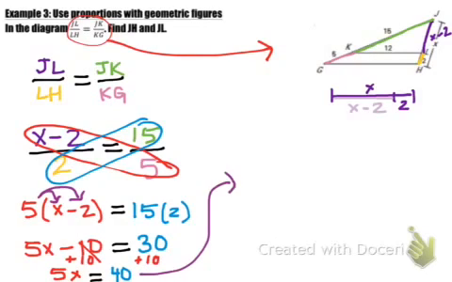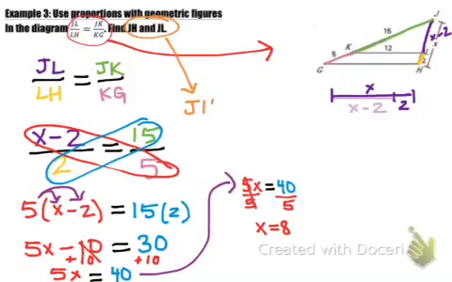I've run out of room, so I'll have to continue over here. 5x equals 40. I need to get x by itself, so I will divide to cancel that out to be a 1, so x equals 40 divided by 5, which is 8. Now it's easy to just circle the answer and move on, but we have to make sure that we've solved for everything that we need, which actually we need to solve for JH and JL.